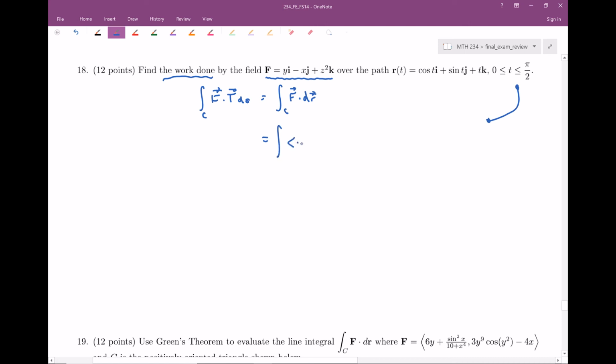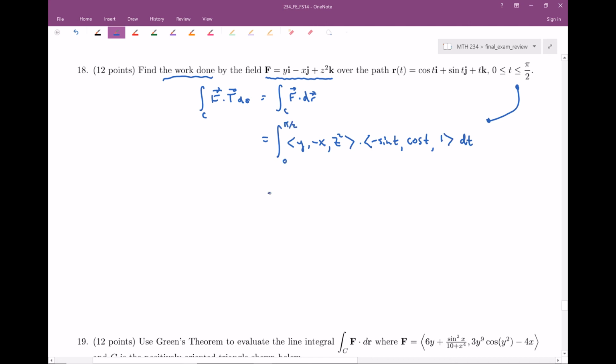So I'm going to have y, negative x, and z squared, and we're going to dot with dr. So I'm going to take the derivative of this here. The derivative of cosine is going to be negative sine. The derivative of sine is going to be cosine. The derivative of t is going to be 1 dt. And of course, we're integrating from 0 to pi over 2.